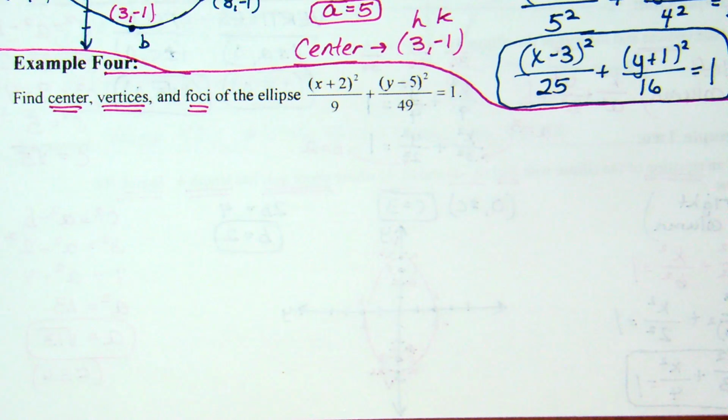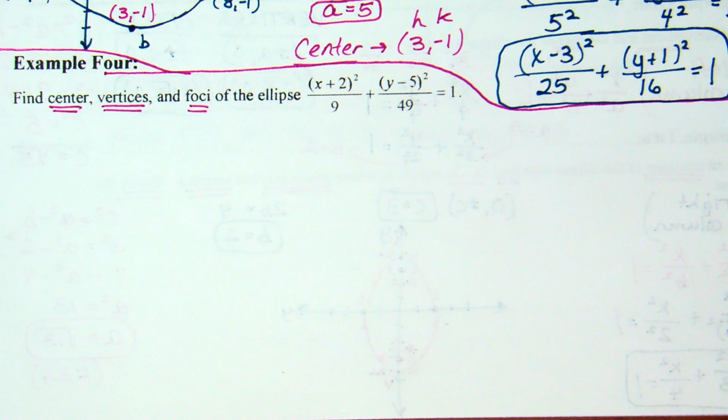Okay, so we need to talk about A and B. We have the 9 and the 49 there, yes? And so the square roots of those are going to be my A value and B value. Which is which? Okay, there's the key fact. The square root of 49 is 7, and 7 is my A value because in an ellipse, the A value is always larger.